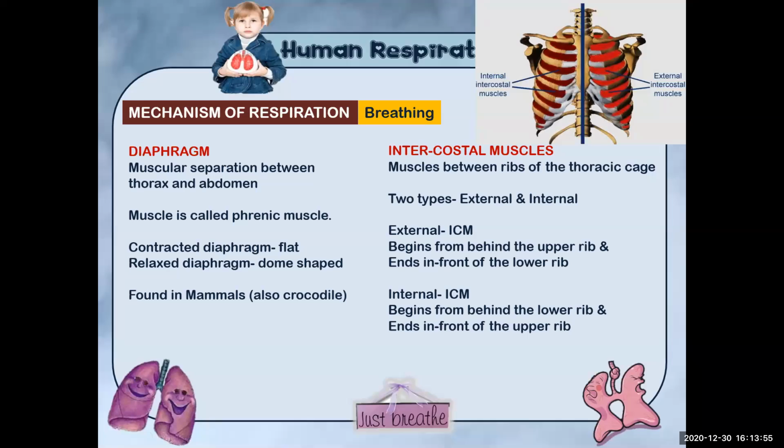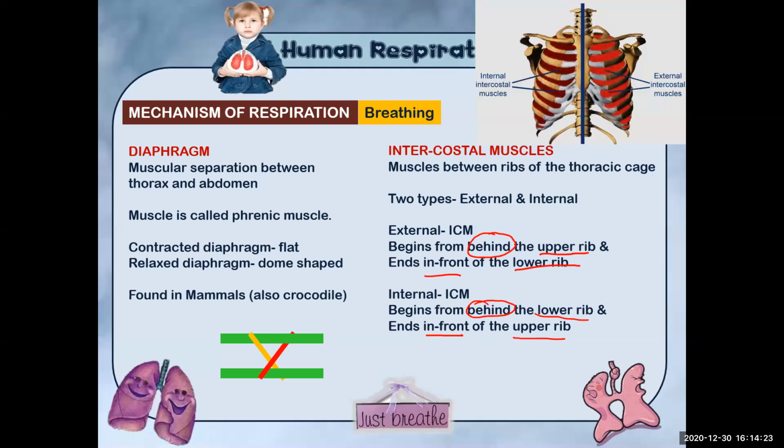External intercostal begins from the upper rib and ends in front of the lower rib. Internal intercostal begins from behind the lower rib and ends in front of the upper rib. Both of them begin from behind and they end in front. So this is how the intercostal muscles will be present.